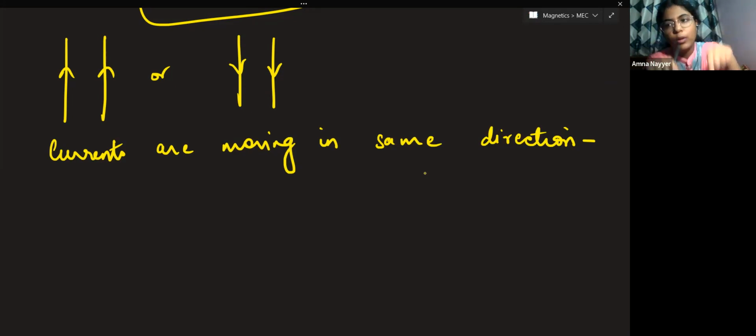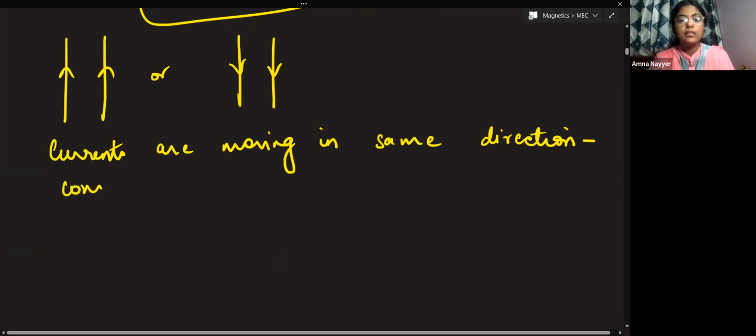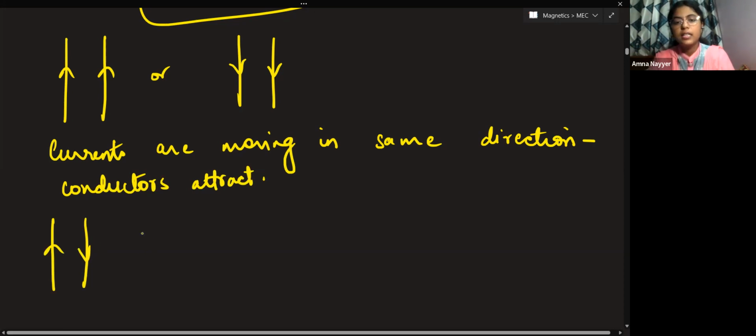Be the currents flowing downward or flowing upward, both should be in the same direction. They will attract each other. So conductors attract. And if it is either upwards or downwards like this, that means currents are moving in opposite directions, conductors repel each other. This is the rule.